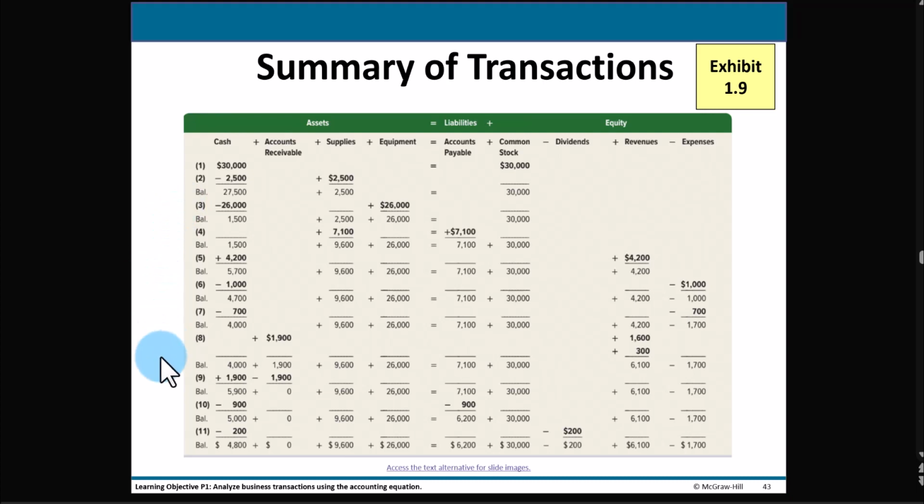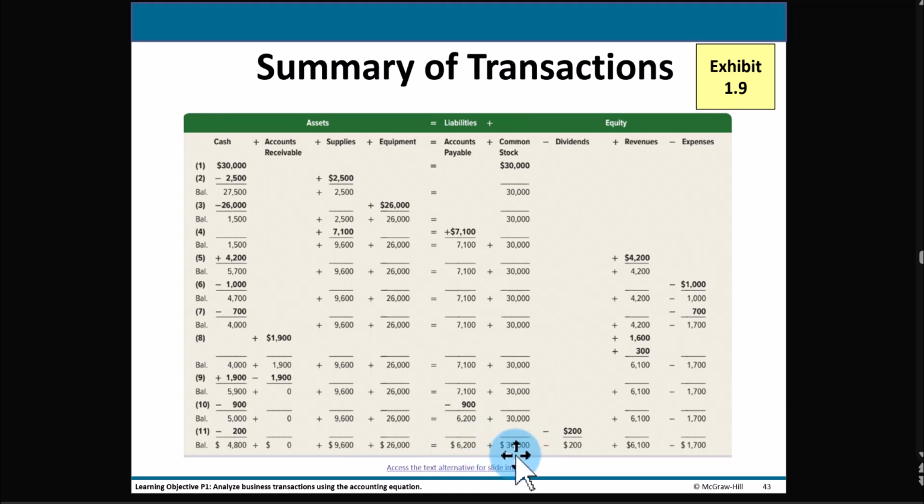In other words, at the end of the month, our company has $4,800 in its bank account. We have $9,600 of supplies. Again, we're probably going to adjust this, reduce it for the amount of supplies we use up during the month in a coming chapter. We have $26,000 of equipment. If you add up all of these three accounts here, that's the total assets we have at the end of the month. Also, at the end of the month, we owe creditors, the suppliers, $6,200 worth of accounts payable.